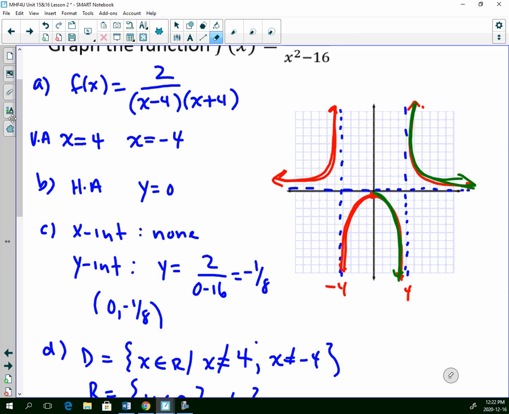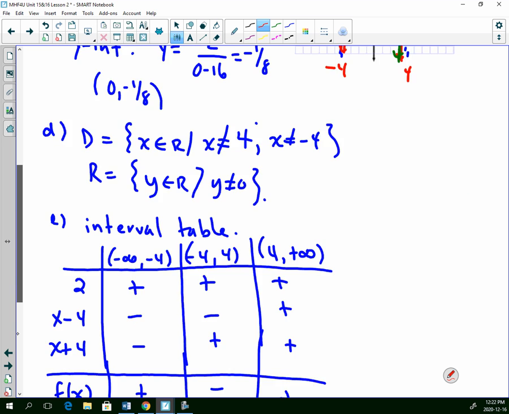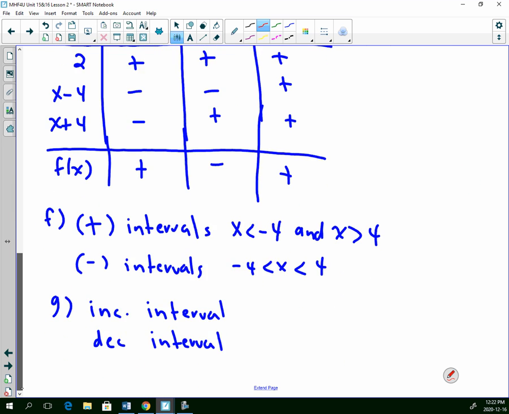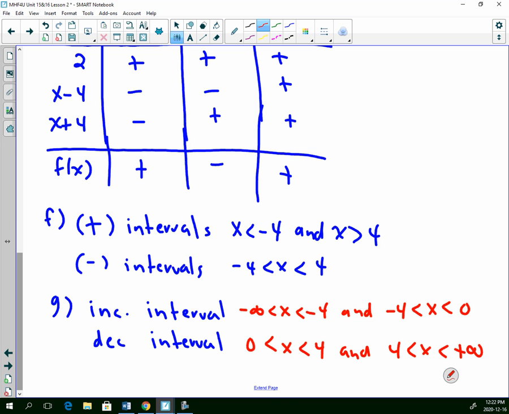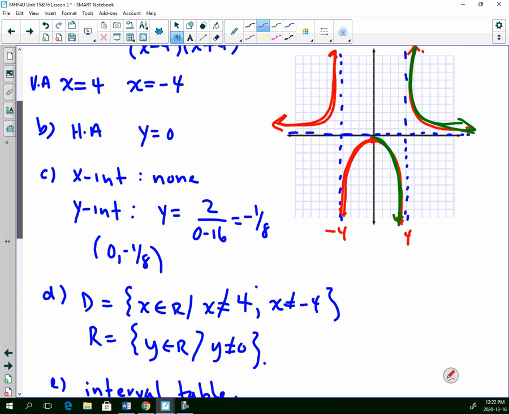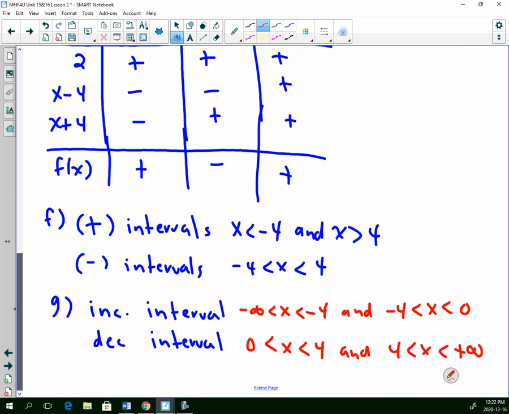Okay? So increasing between -infinity and -4, and then again between -4 and 0, and then decreasing from 0 to 4 and from 4 to infinity. Okay, so increasing and then it goes decreasing. All right, so those are a couple of different rational expressions. Again, going through all the steps in the same order as we did before.